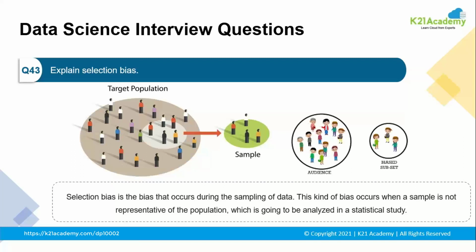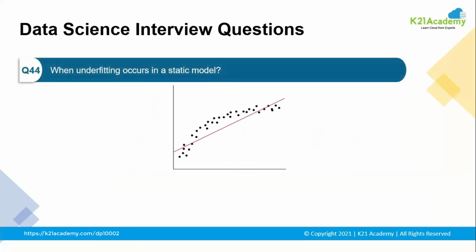In order to avoid this, we can always increase the randomness, and we can also make sure that our data set is always shuffled before we try to use it. So this is what selection bias is. Moving on to the next question, when underfitting occurs, is it a statistical model?